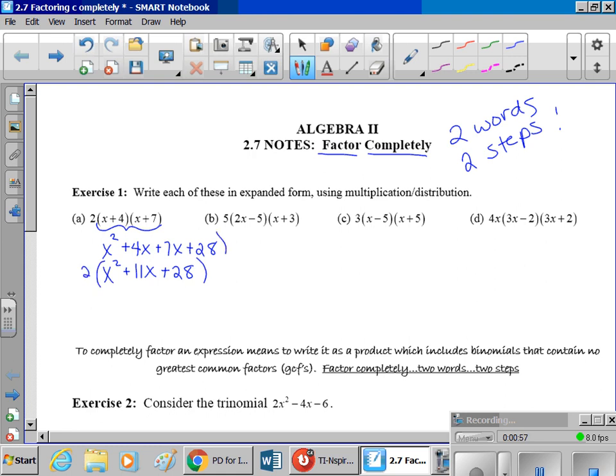So we have to make sure that we multiply this through by 2, distribute the 2 out. So we get 2x squared plus 22x plus 56. Going on to B.